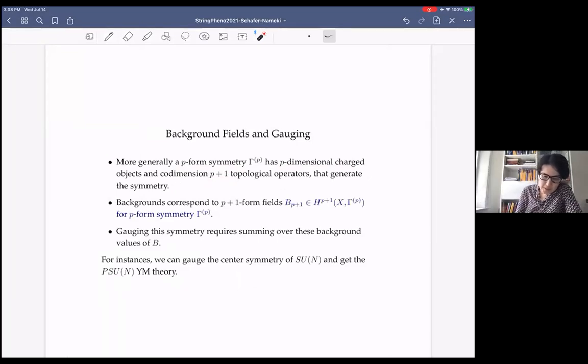So I can couple the symmetry to a (p+1)-form background field, which takes values in this cohomology, where Γ^(p) is this p-form symmetry group. And then gauging just means sum over all these backgrounds, right? And this is slightly generalizing the standard gauging procedure, because most of the time these Γ^(p)'s are just discrete, like Z_N groups. So in the simplest case, you can start with the SU(N) and then gauge the center symmetry and get the PSU(N) theory, for example. Okay, so this is the basics of the field theory story.